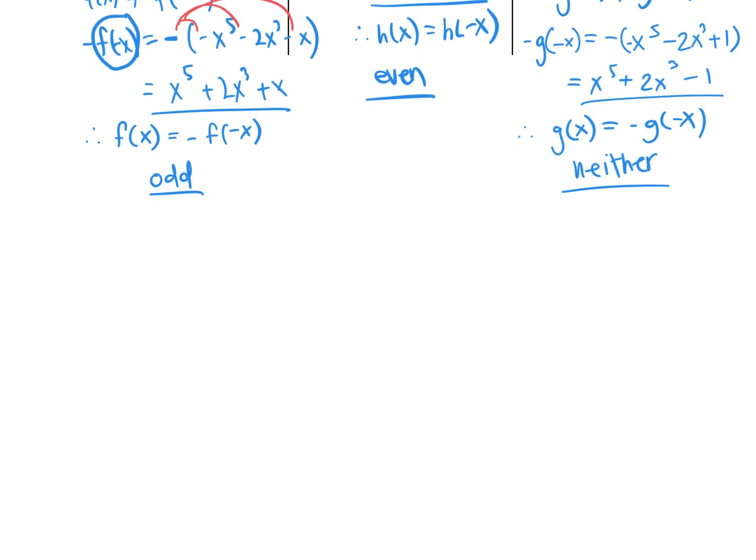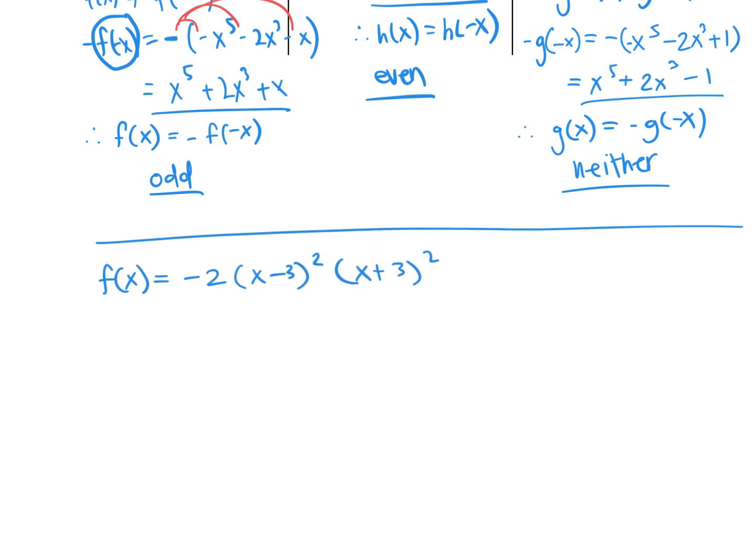Now I want to do another example or two where you're given a function in factored form. So for example, let's say we have a function f at x equals negative 2 times (x minus 3) squared times (x plus 3) squared. So I'm going to test for even first. Okay, so I'll change all of my x's to negative x.